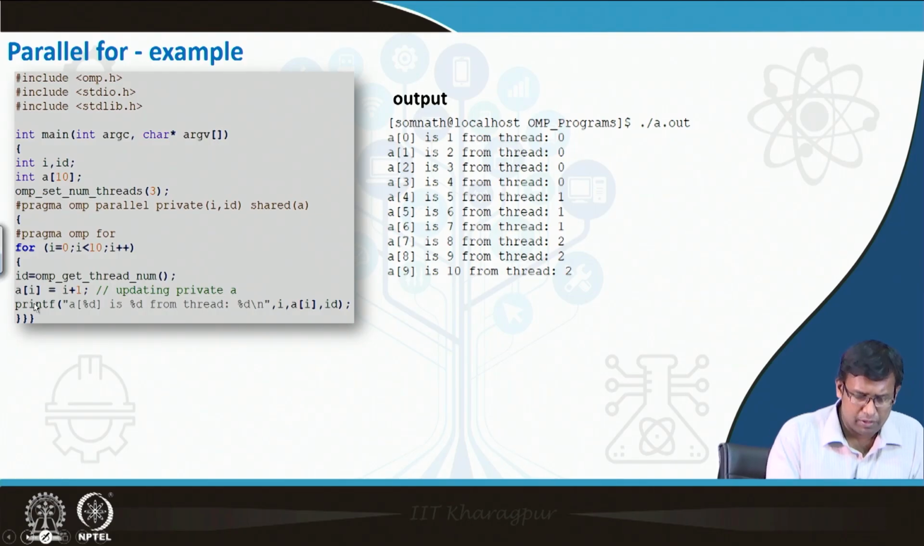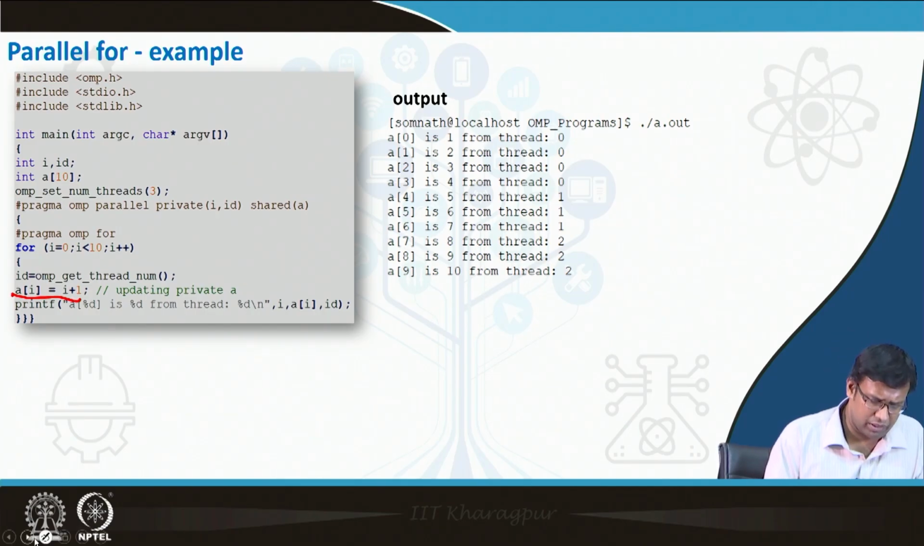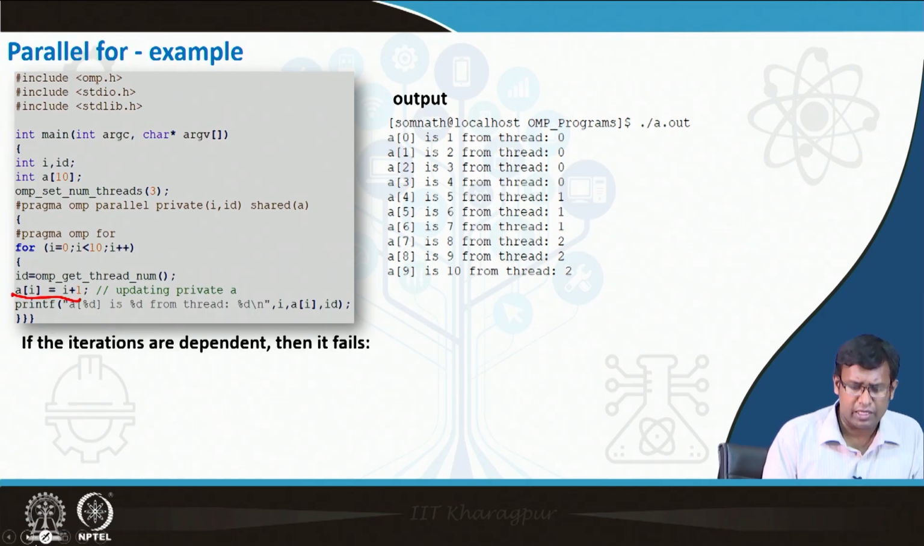And this is possible because this calculation is independent for any iteration; all the iterations are independent. We do not need to know the value of A2 to calculate A3, or the value of A0 to calculate A7. All of them can be calculated independently. If the iterations are dependent, then what happens?